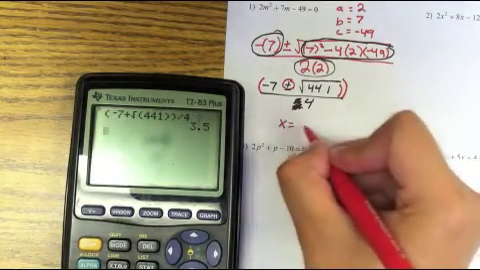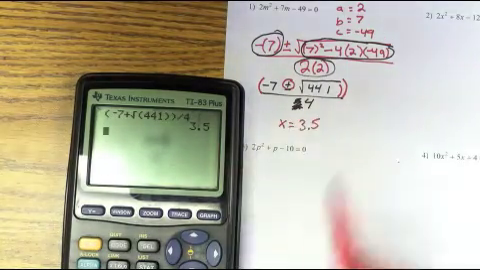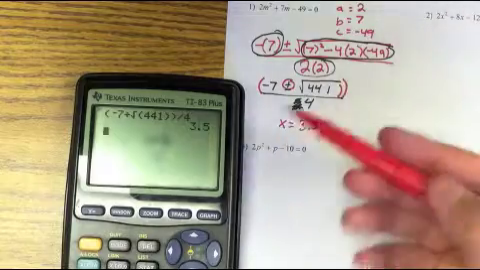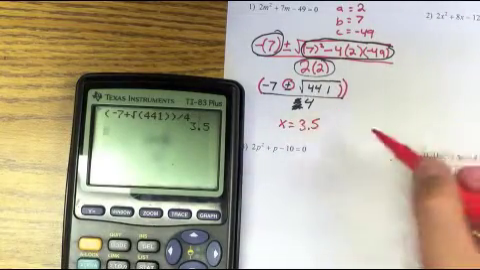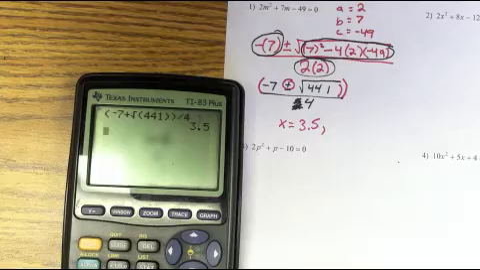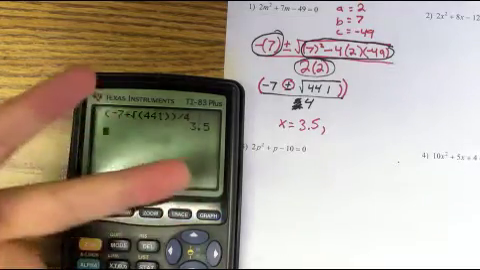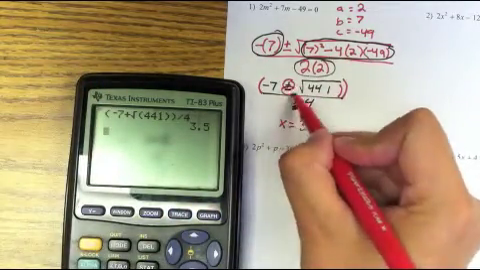So x equals 3.5. Remember, we're setting this equal to 0, so we're finding the x-intercept. So that's one of your x-intercepts. How many are we probably going to have? You got it. 2, because of this minus. Now we're going to do the minus.